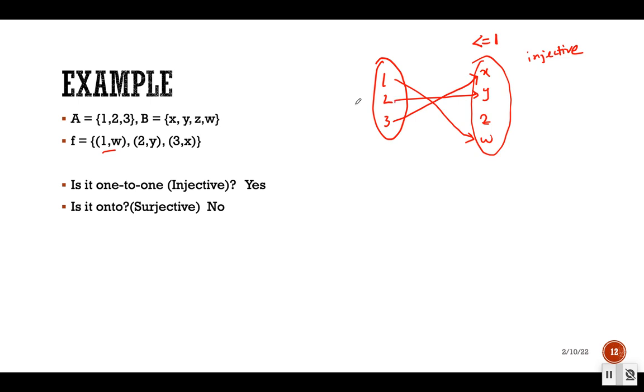But is this surjective? No, because there is an element z for which there is no a belonging to A. For the element z in B, the number of arrows is 0. It doesn't have any input. Surjective says that every output has to be there. So z is not there, which means it's not surjective.